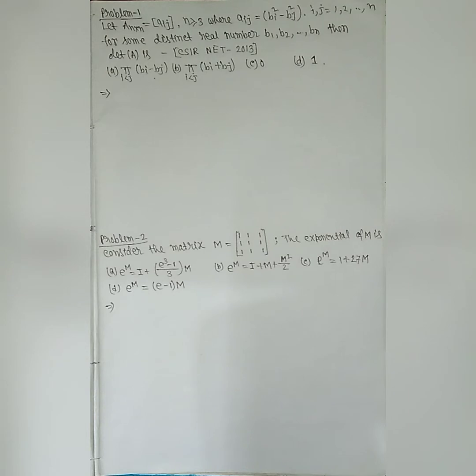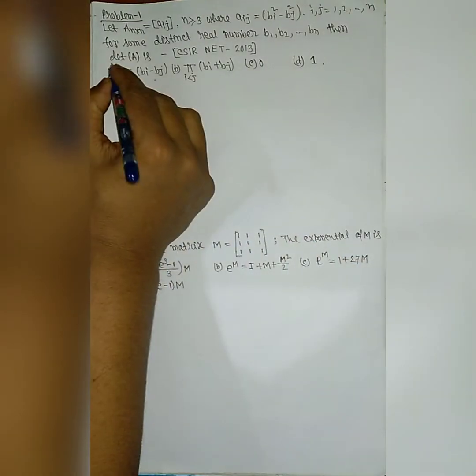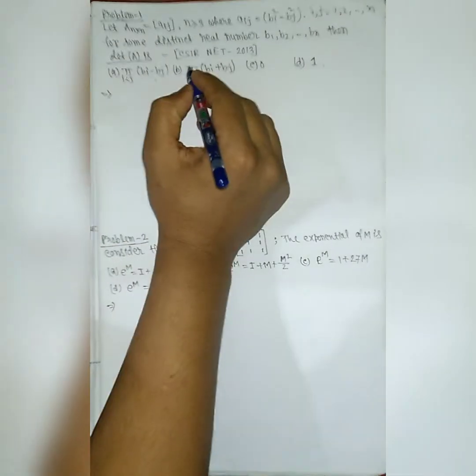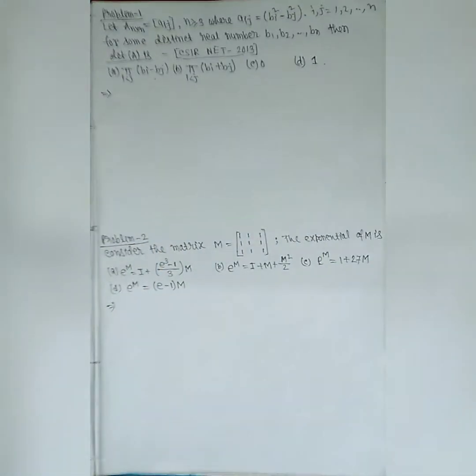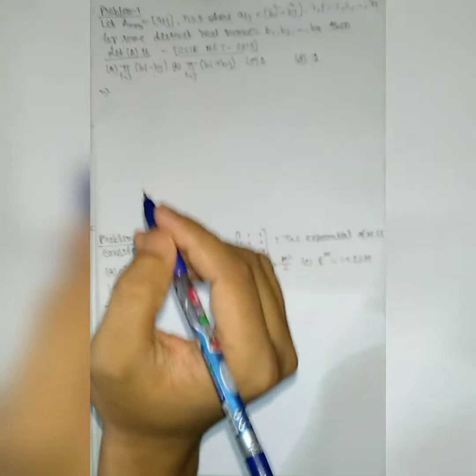If you see the first problem, A is an n cross n matrix, with n always greater than or equal to 3, and Aij, that is the ijth element, is given as bi square minus bj square, where i, j range from 1 to n, for some distinct real numbers b1, b2 up to bn. We have to find the determinant of the matrix A. The problem came in CSIR NET 2013.